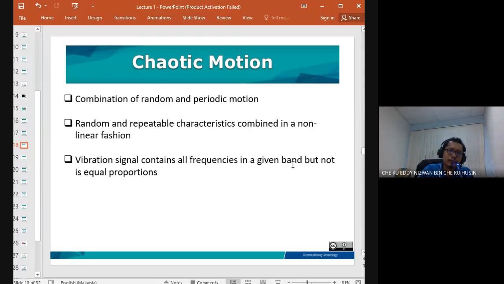And then chaotic motions. Chaotic motion is a combination of random and periodic. Periodic normally appears when you deal with rotating equipment, which has its own motion. There is one complete oscillation, and they have their own patterns. Then when we enter the next cycle, it repeats the same pattern. If there is rotating equipment combined with another type of failure, for example looseness, it can create the chaotic motion.